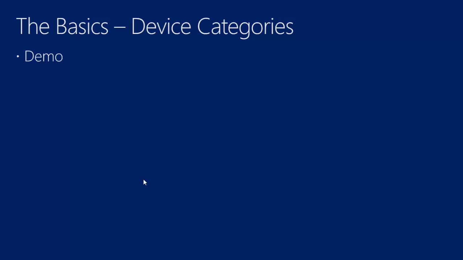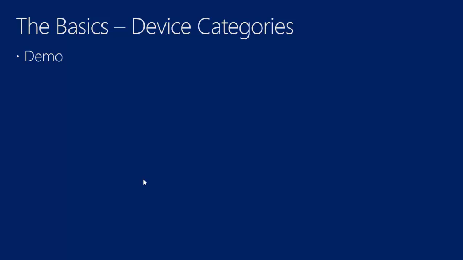So bring it all together. Whether you're iOS, Android, or Windows, when you enroll a device, when you open the Company Portal the first time, you're going to be asked, okay, what category should this device be assigned to, right? Now, if you want to enroll the device automatically, you can still use categories.